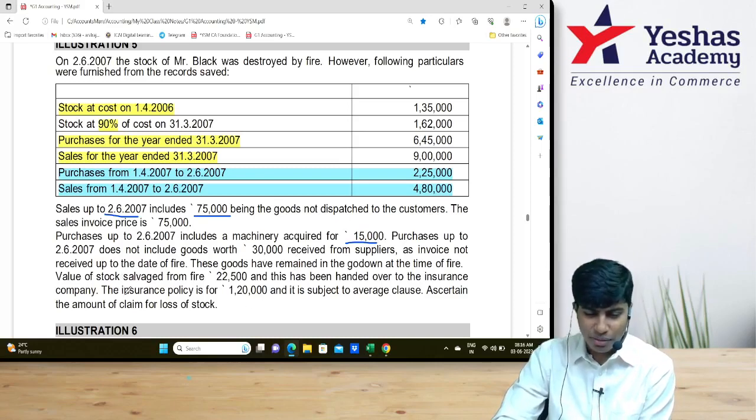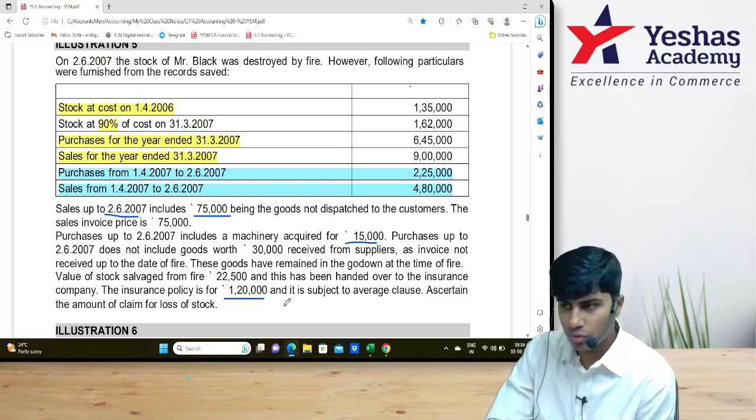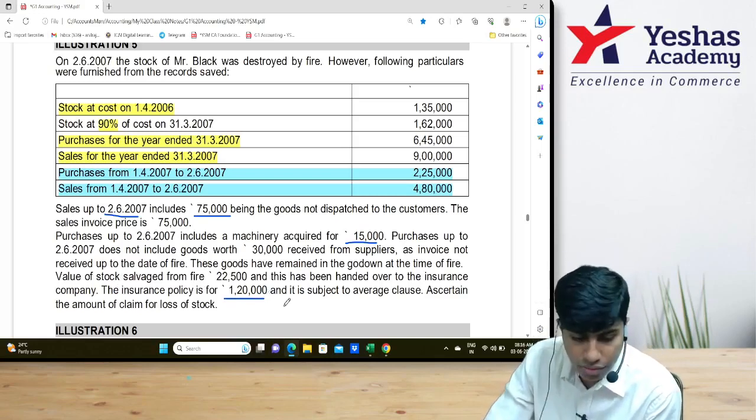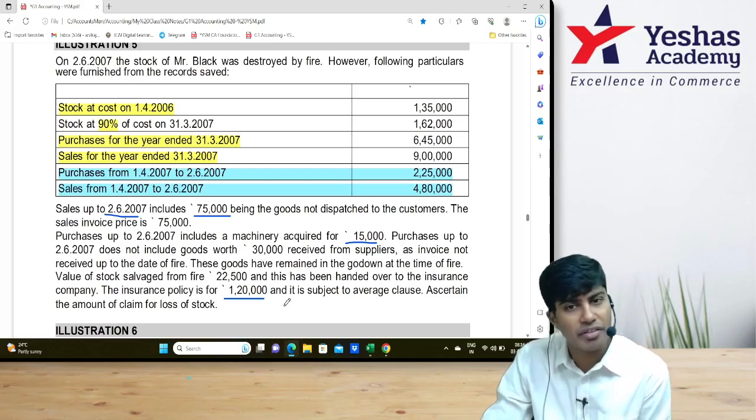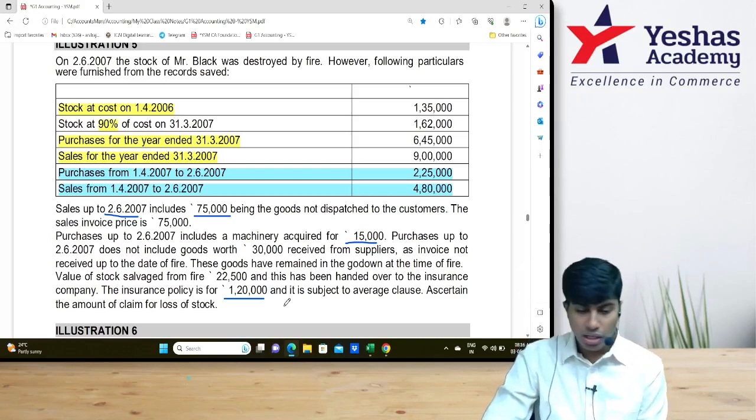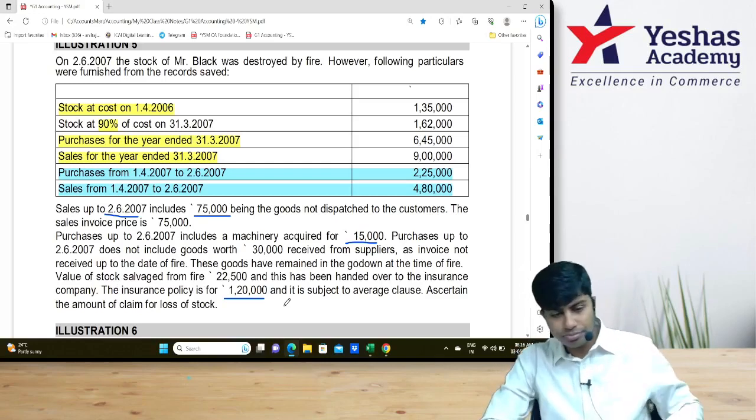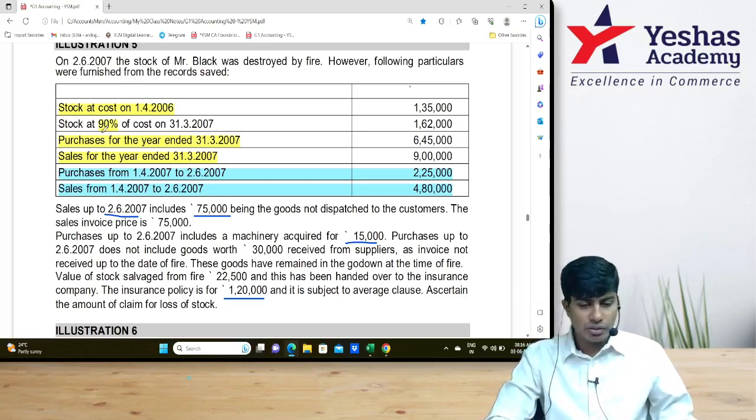Okay. The insurance policy is taken for 1,20,000, so 1,20,000 is the policy amount. It is subject to the average clause if there is under insurance, and we must ascertain the amount of claim. Shall we do it? Chalo, let's write.